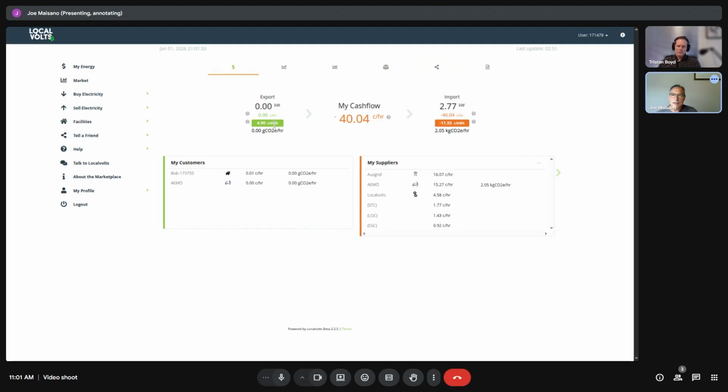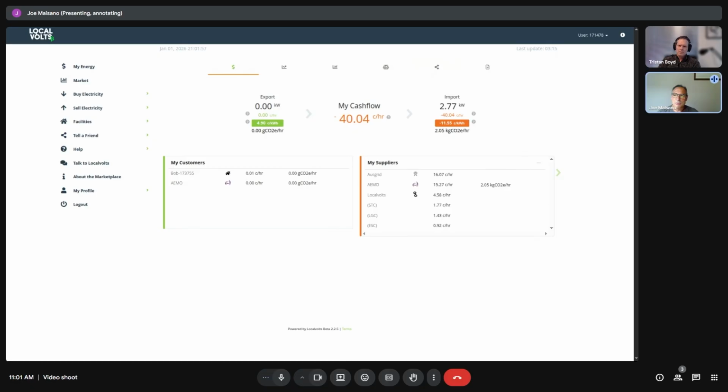Basically, the per hour cost is costing me nothing, whereas I'm spending 40 cents per hour on my imports at the moment. We also have a cents per kilowatt hour section under each of these, so we can see the cost of importing and the reward for exporting.